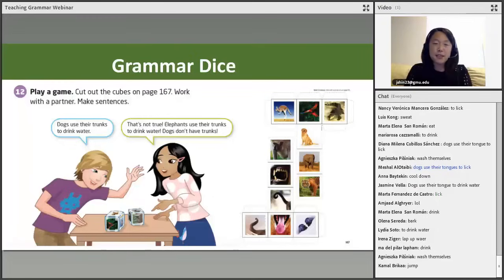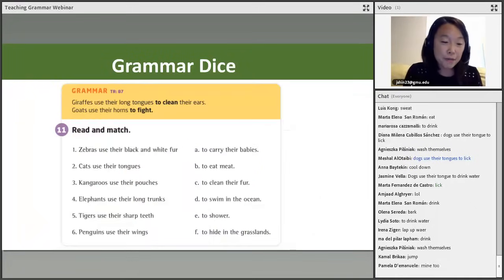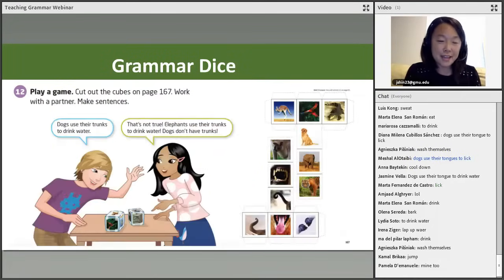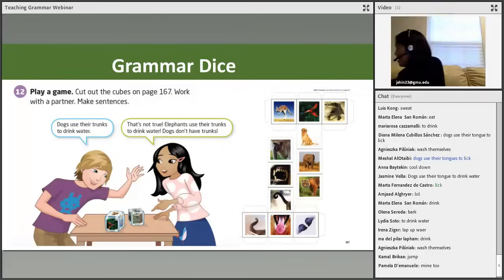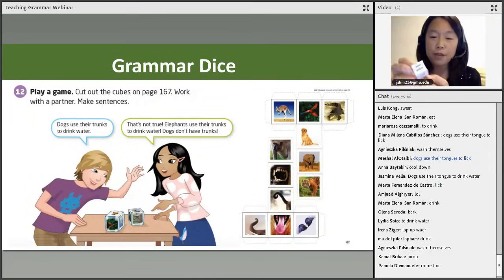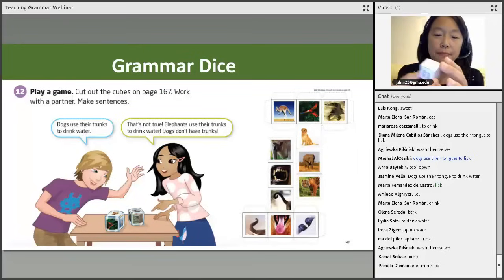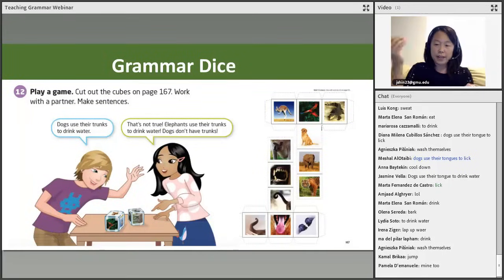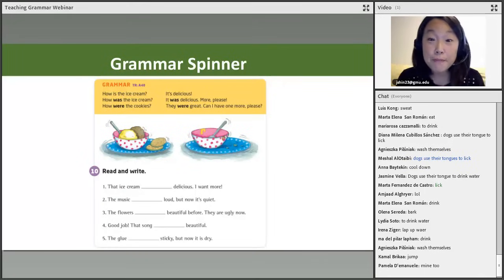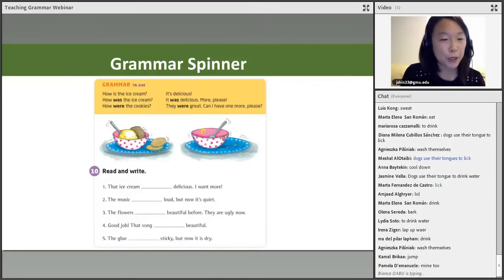It makes it a little bit more fun, even though really you're just practicing this type of construction. You can also use grammar dice and put words on them. This one is about your family. There's you and your friend, and you can put words on here. Another way to make learning and practice fun is a grammar spinner.